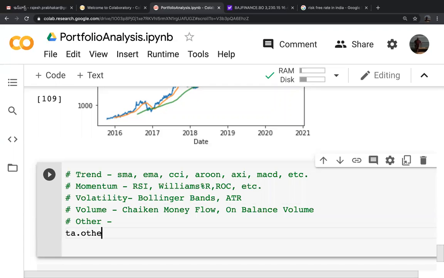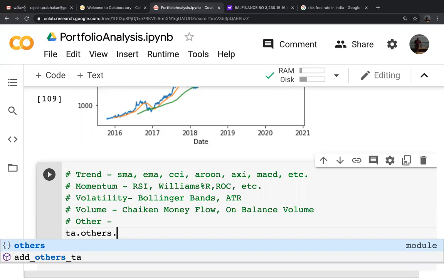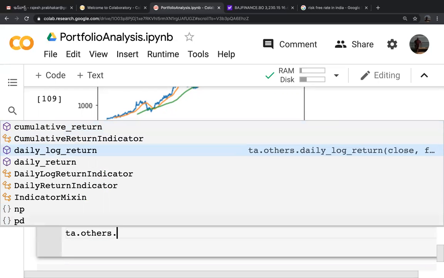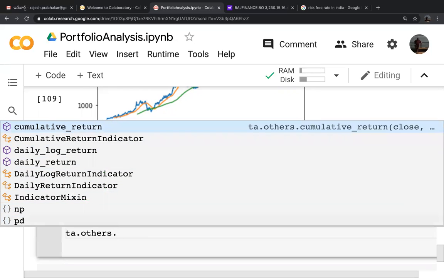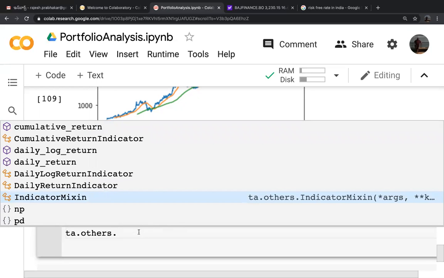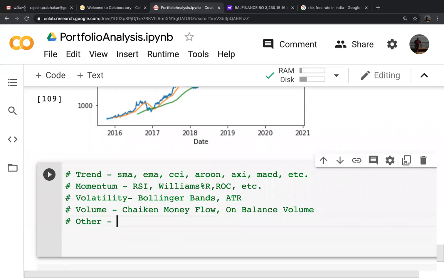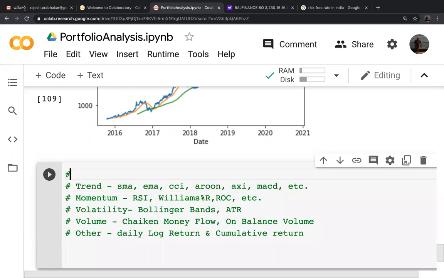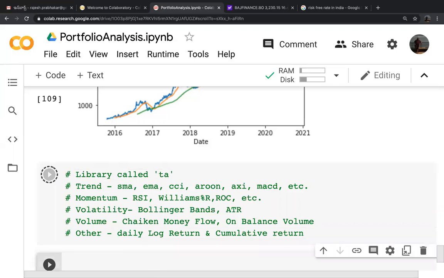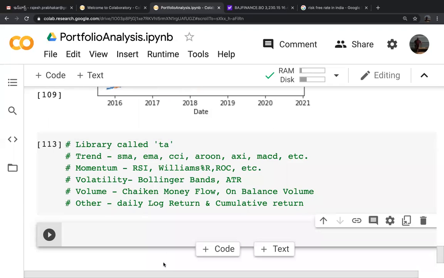So TA dot other dot: cumulative return, daily log return. So we can do daily log return directly here. Daily return and daily log return. See, daily log return, cumulative return, all can be done. So we can directly calculate daily log return, and you can also calculate cumulative return. All these indicators are available in the library called TA. This is the library which we have installed today.